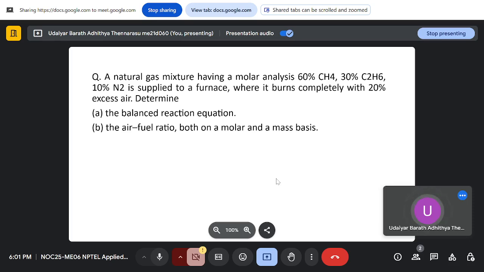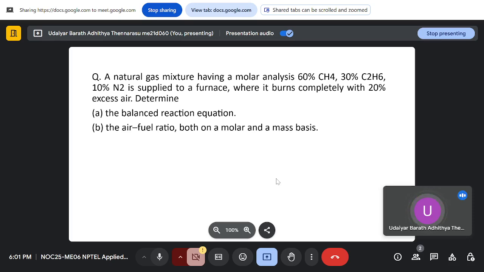So the first question is, we have a natural gas mixture having a molar analysis of 60% methane, 30% ethane and 10% nitrogen, which is supplied to a furnace where it burns completely with 20% excess air. For this, determine the balanced reaction equation, and next you need to find out the air fuel ratio both on molar and mass basis.